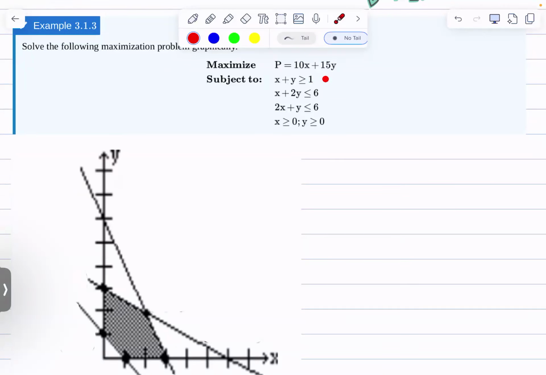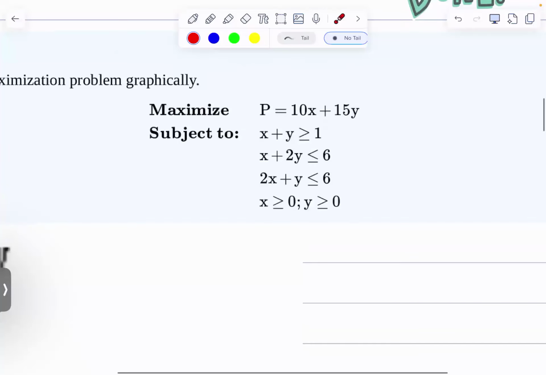Here, there's no word problem. We're given the objective function: we want to maximize P equals 10x plus 15y. I guess I should introduce the problem. And then the subject to, and these are the constraints that we're dealing with.